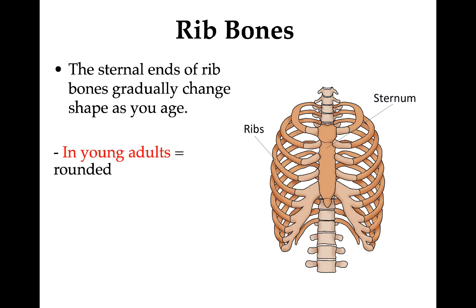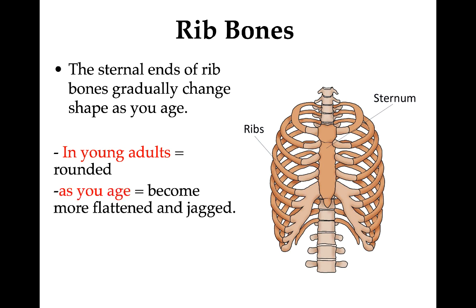So when you are really young, from birth all the way to kind of young adults-ish, 18, 19, 20-ish, those are very, very round, these ends right here that attach to the cartilage of your sternum. As you get older, your ribs start to become more and more kidney bean shaped. They kind of become more flattened and jagged.